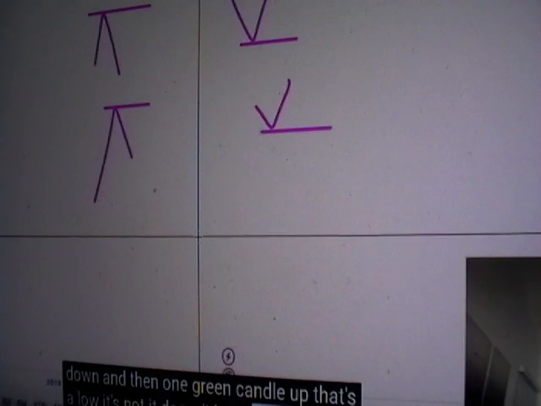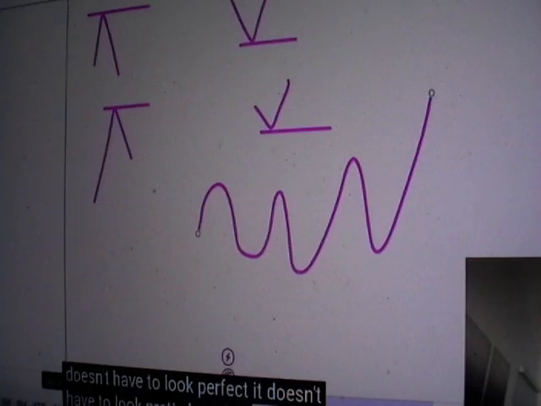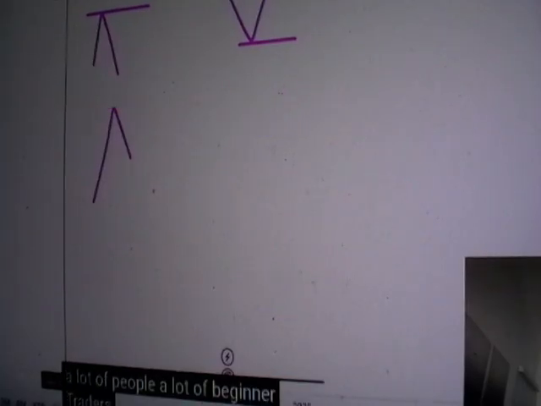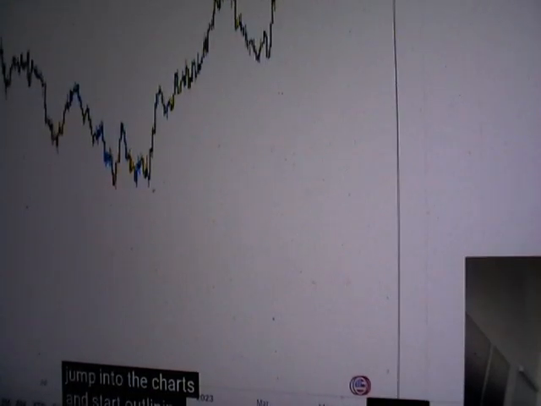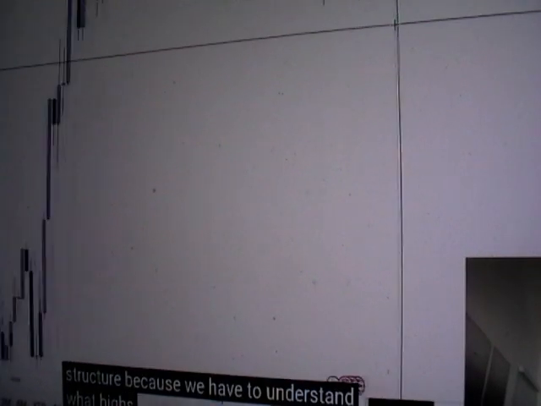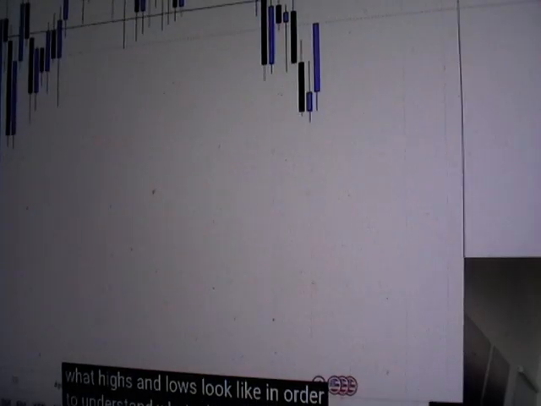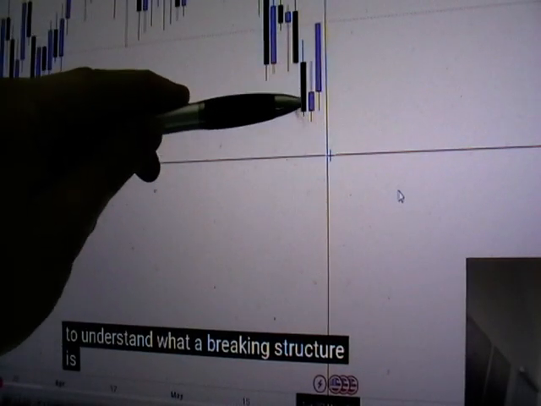It doesn't have to make a perfect little shape, okay? It doesn't have to look perfect. It doesn't have to look pretty, because I feel like a lot of beginner traders especially think highs and lows have to look exactly the same, right? So let's jump into the charts and start outlining what a high and low even looks like before we get into breaking structure. Because we have to understand what highs and lows look like in order to understand what breaking structure is, right? Okay, so this right here, can you guys see it?